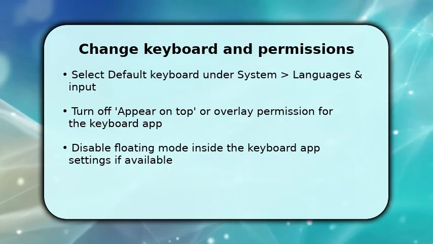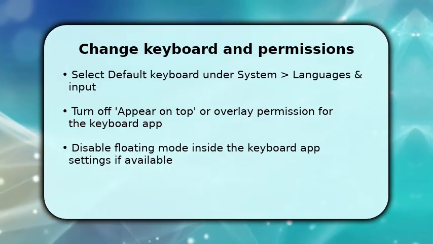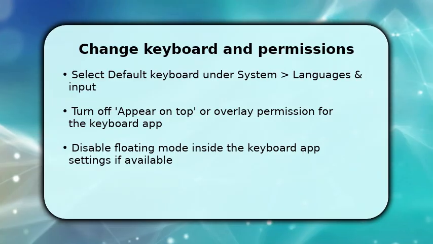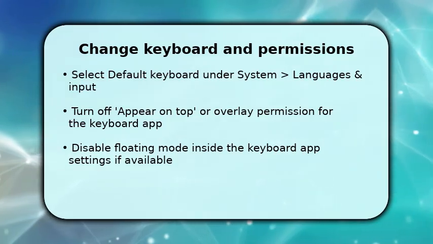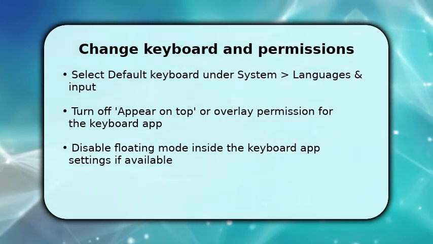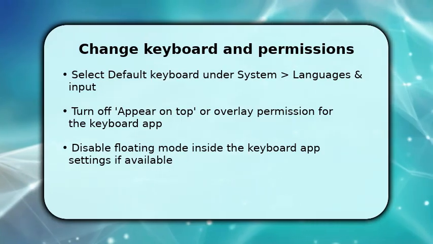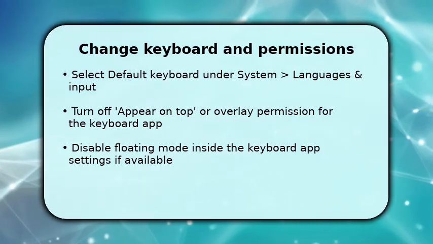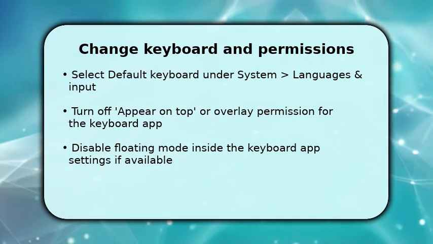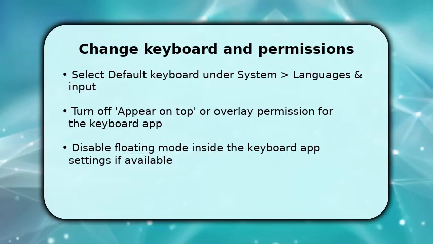Go to System Languages and Input and choose Default Keyboard. Next, go back to the App Info page and revoke Display over other apps or Overlay Permission. This prevents the keyboard from appearing above other apps. Also open the keyboard's own settings and disable any floating or chat head mode.